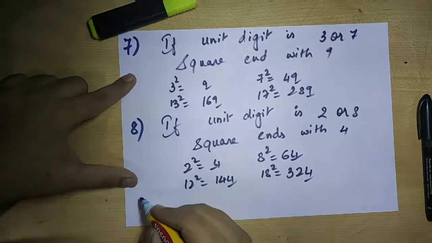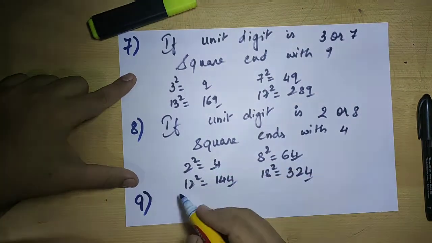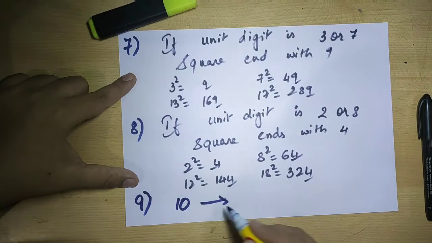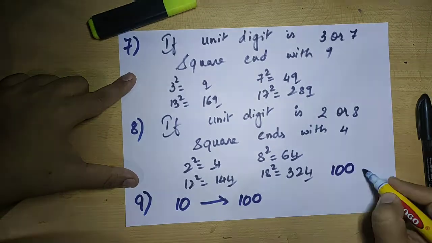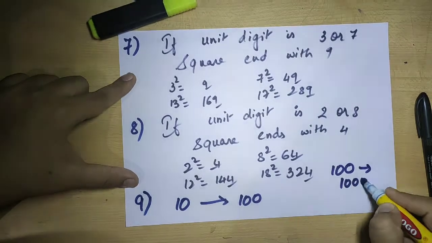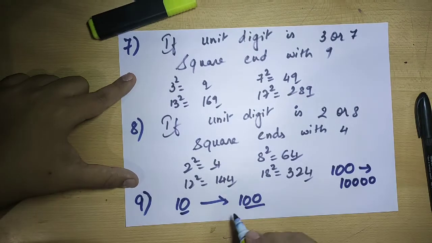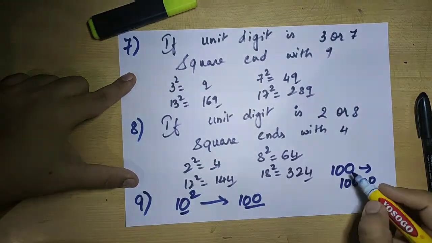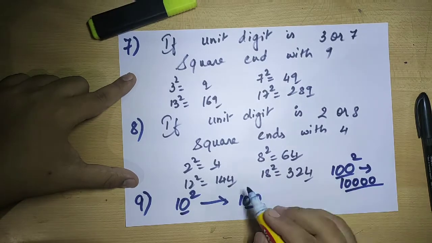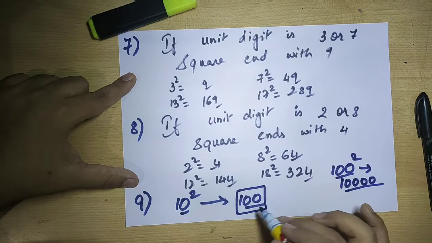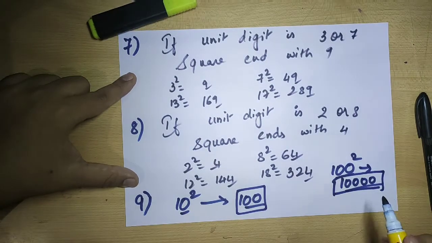Let us come down to the ninth property. If the unit place is 0, for example 10, the answer you get is 100. If it is 100, you get 10,000. If here it is 1 zero, in the square it will be 2 zeros. If here there are 2 zeros, in the square it will be 4 zeros. So in the square there are an even number of zeros at the end.